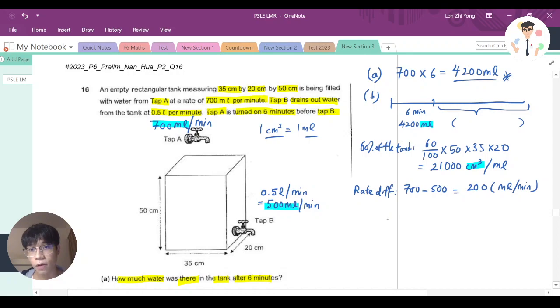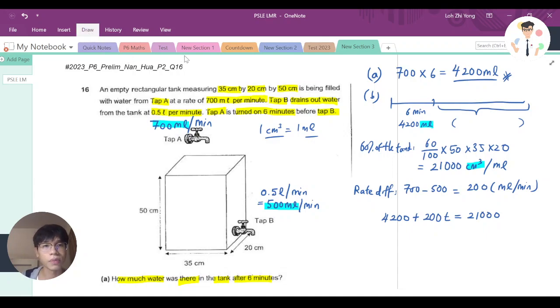Okay? And now from here, I actually can try to find out. Let me just write here. 4,200 plus 200 T equal to 21,000. Okay, this is the equation that we're able to form. You might be thinking, what is the equation? So basically, 4,200 is the first 6 minutes. And after that, I'll be increasing 200 ml every single minute. But I'm not sure how many minutes that is, so I'm just putting T. T will be the time. T stands for time. Then it will be 21,000.